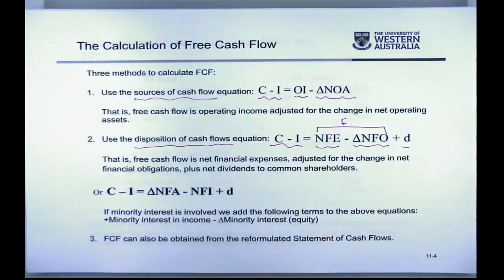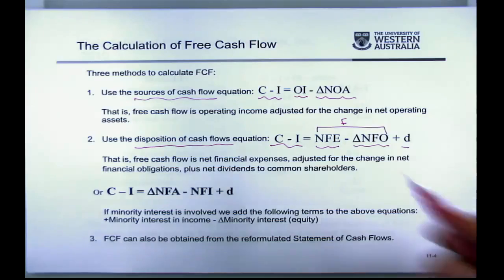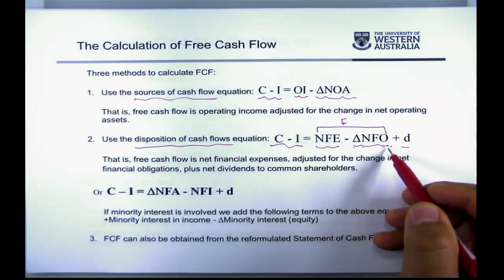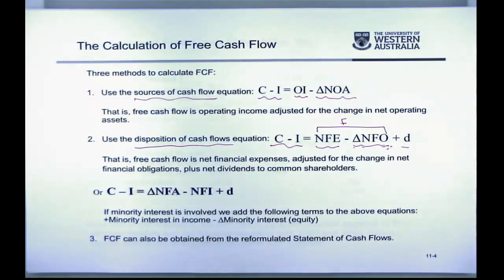You remember F? F is lending minus interest received minus borrowing plus interest paid. Remember? When we calculate F, I told you that lending under F is just the change in financial assets, and borrowing is the change in financial obligations. When we combine them together, the change in financial assets and the change in financial obligations, we get the change in NFO. Okay?